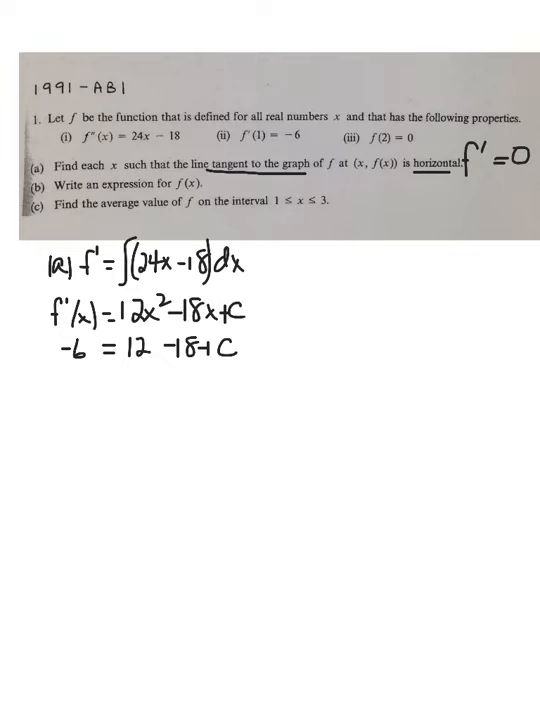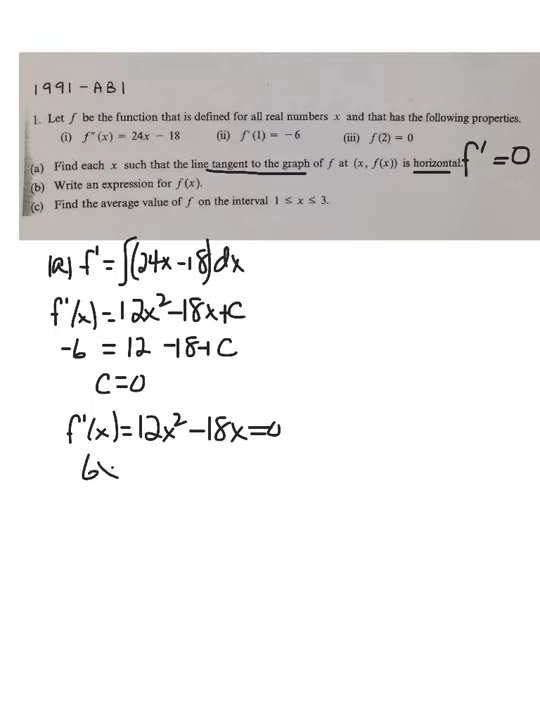Okay, and so then when we work this out, c is 0. So our f prime of x is equal to 12x squared minus 18x. Okay, now let's make sure we read the question. We want to find out where the derivative is equal to 0. Well, we found the derivative, but we now have to set it equal to 0. Okay, so we're going to set that equal to 0.